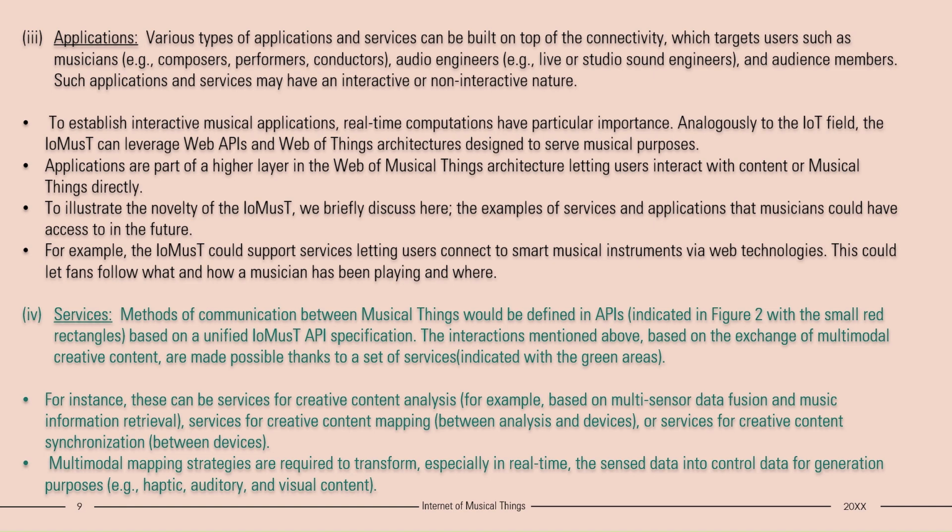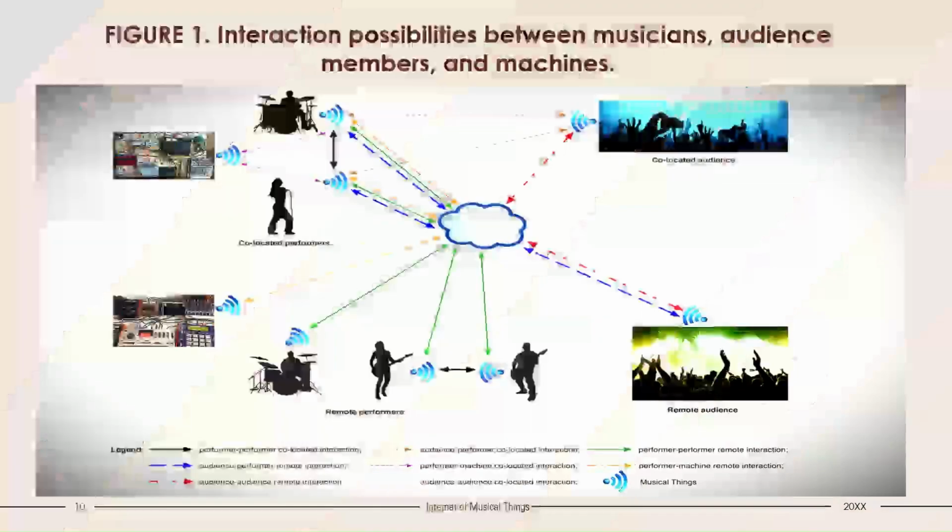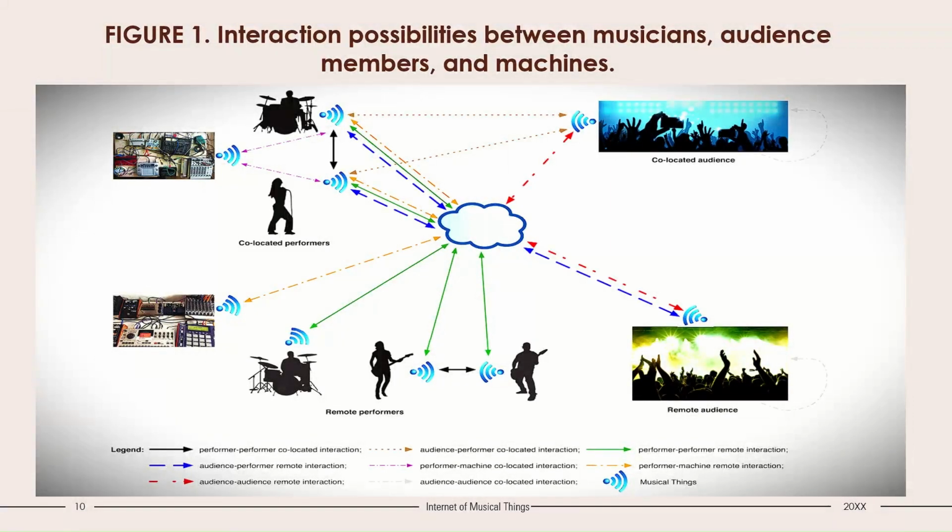The interactions mentioned above, based on the exchange of multimodal creative content, are made possible thanks to a set of services. For instance, these can be services for creative content analysis, for example based on multi-sensor data fusion and musical information retrieval, services for creative mapping between analysis and devices, or services for creative content synchronization, that is between the devices. When we come to the figure, we see that many arrows are connected, and here we have co-located performers, remote audiences, and co-located audience.